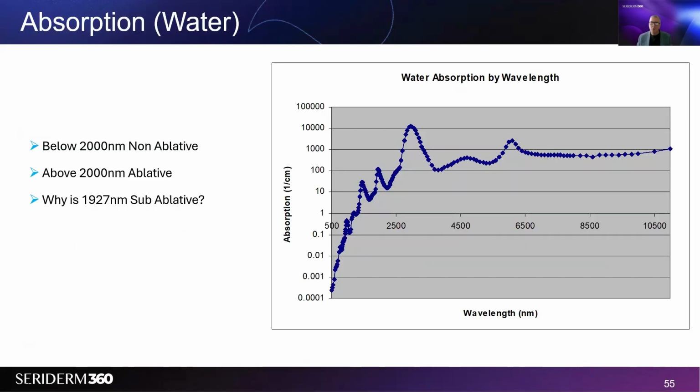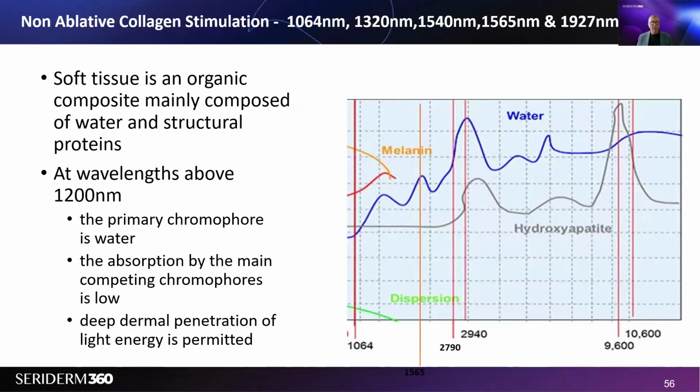When we come on to the absorption of lasers in water, we know that below 2000 lasers are non-ablative, above 2000 ablative, and in a few slides' time, we're going to talk about sub-ablative laser, and particularly the 1927 nanometer, and why this is a unique wavelength. So when we look at non-ablative, we're looking at maybe 1064, we can use microsecond pulsed, then we can use fractionated 1320, 1540, 1550, 1565, and then we'll talk about 1927 fractionated lasers.